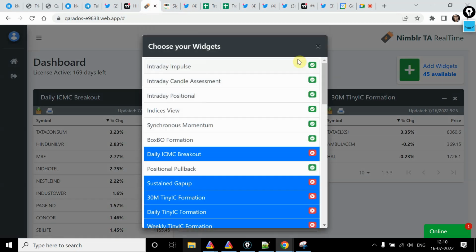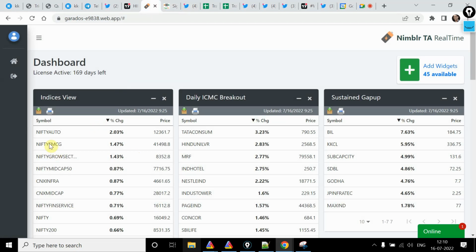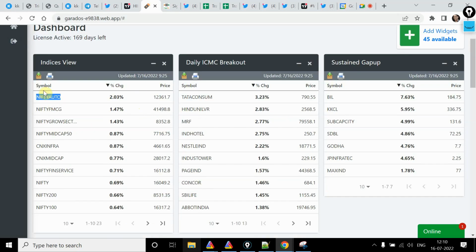Similarly, indices view, it is something very simple. Which are the indices which are hot as of now? So during the trade, you would like to move with the sectors. So Nifty Auto is something which is on the rise, right? So if you see Nifty Auto, it's giving you a glimpse of what sectors are moving. Auto, FMCG. So you would like to align yourself to auto sectors.